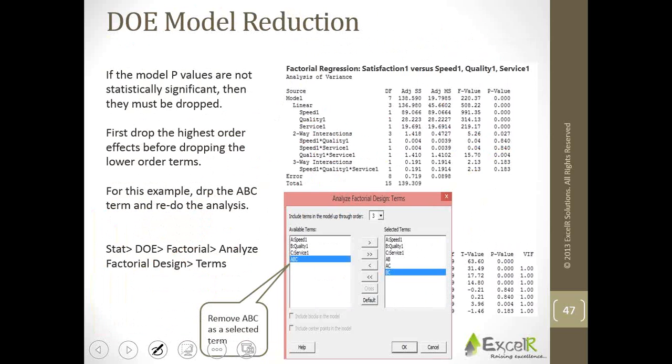Okay, so what have we done? We have removed A, B, C. Why did we remove A, B, C? Because this p-value is showing us greater than 0.05. If it is greater than 0.05, then that means it is not significant. If it is not significant, you remove it. You remove it and then you again do the analysis. Once again you do the analysis.